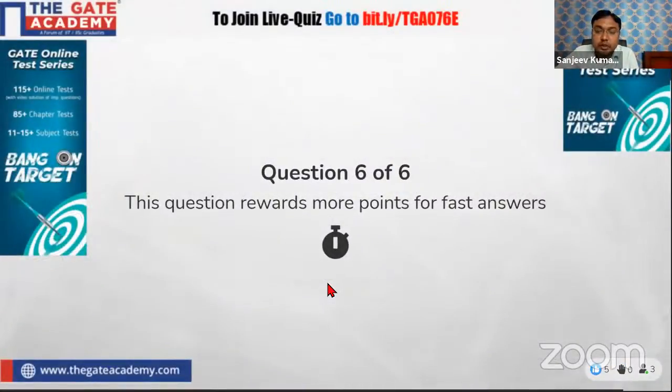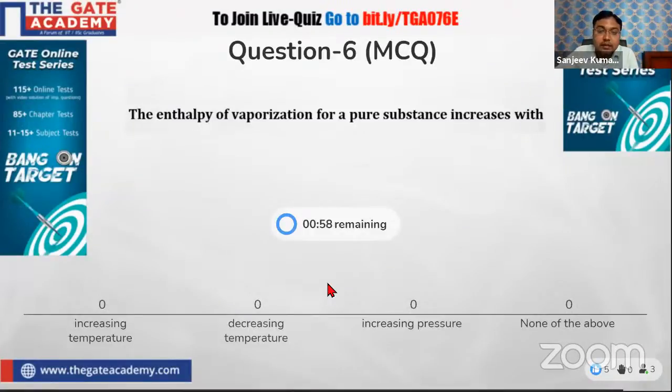More points for the fastest answer. The enthalpy of evaporation for a pure substance increases with what? All the questions are theoretical and easy, level 1 questions. The enthalpy of evaporation is written as hfg, right? For a pure substance it increases with. So how will this hfg value increase or decrease? That is very important here.